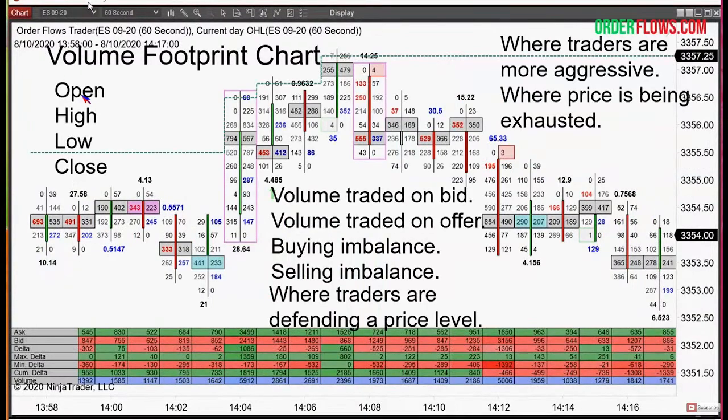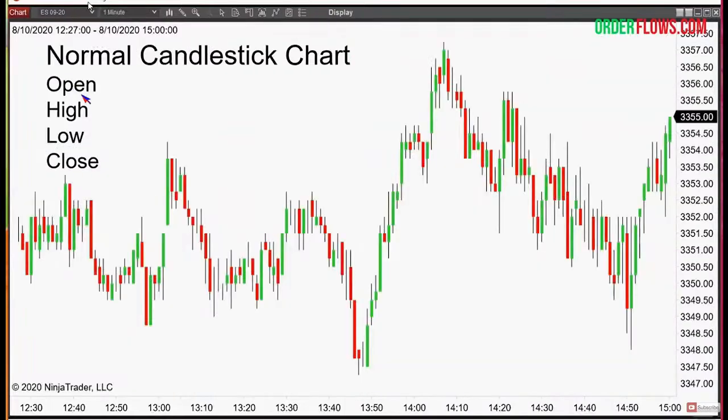But why limit yourself? Okay, the volume footprint chart shows you the open, high, low, close, but you can see the volume traded on the bid and the volume traded on the offer. You can see where there's buying imbalance, where there's selling imbalance. You can see where traders are defending a price, where traders are being more aggressive, where price is being exhausted, and so much more that you're not going to see on just a normal candlestick chart.